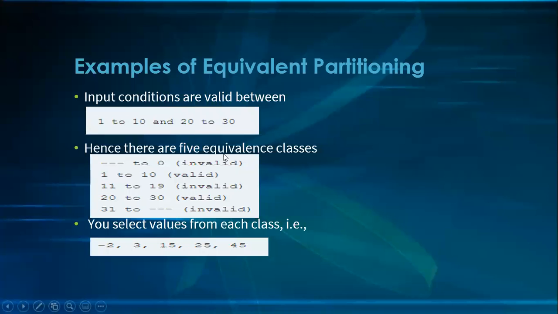Now, another valid scenario is from 20 to 30. Any number I pick from here should be a valid scenario. And the last of it all will be from 31 to infinity. Any number I pick from there should be invalid. So these are the 5 partitions that I have done to ensure that all possible conditions are fulfilled in this scenario.